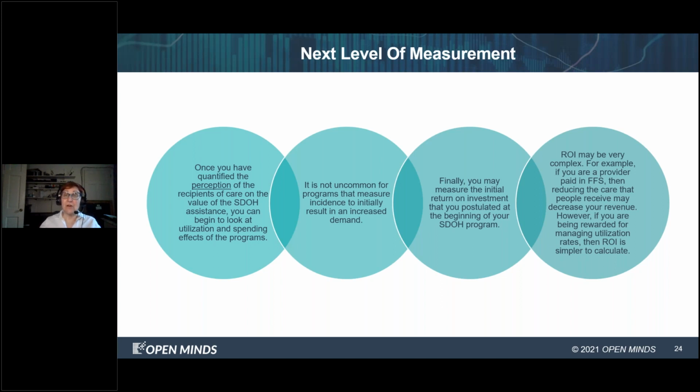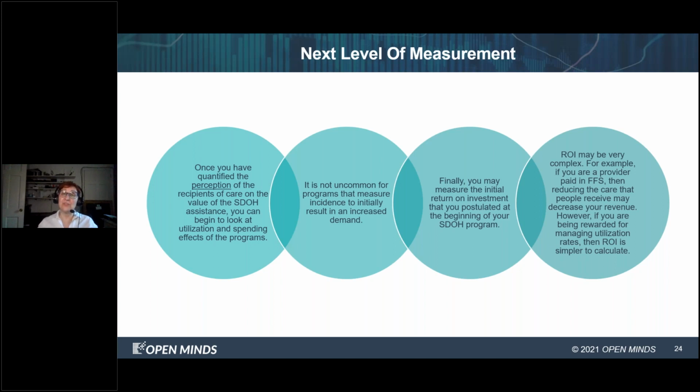It's not uncommon at all for any program that measures incidence to initially result in an increased demand, right? There's been a number of studies that say that as soon as you have somebody asking the question, do you need this, you're getting a lot more positive answers because you're asking the question. And so that's perfectly understandable and completely okay.